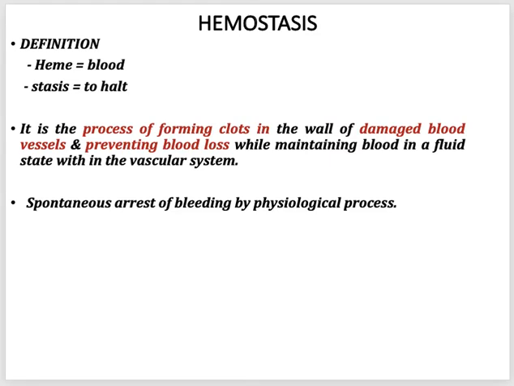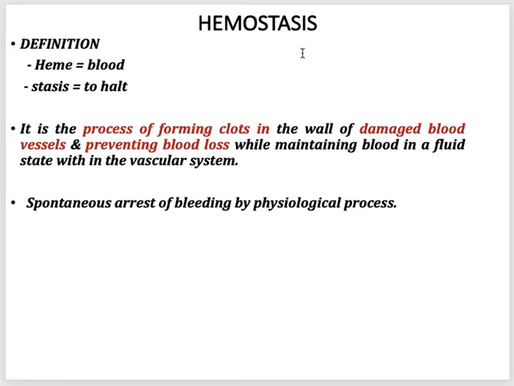Hemo means blood, stasis means to halt. So it is the process of forming clots in the wall of damaged blood vessels and preventing blood loss, while maintaining blood flow in a fluid state in the vascular system. Now, why is hemostasis important?